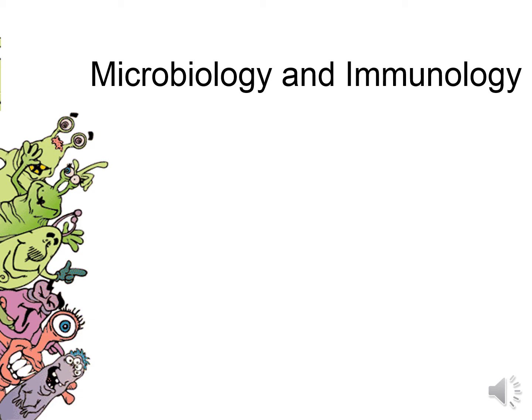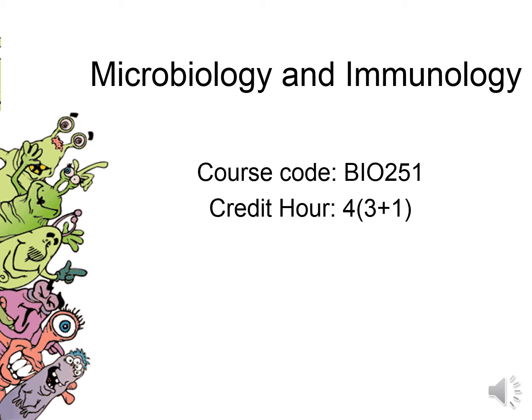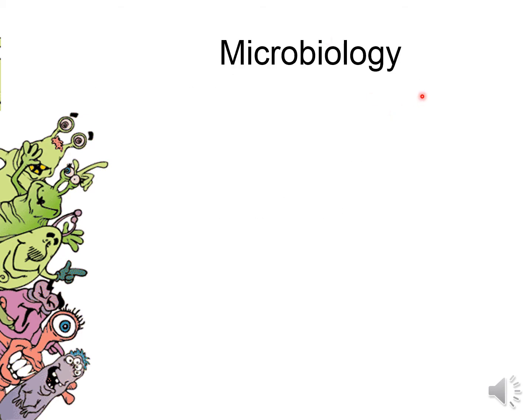Welcome to the first class of Microbiology and Immunology. This is a 4 credit hour course, which means it has a theory plus a lab. Course code is Bio 251. This course is divided into two subsections, that is Microbiology and Immunology. Let us see what we are going to study in each subsection.